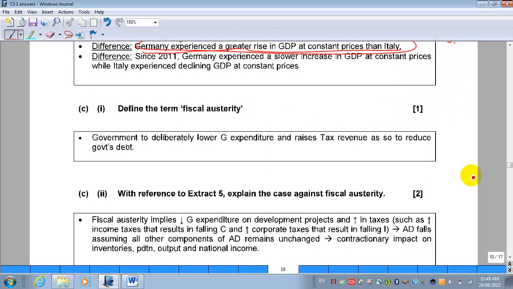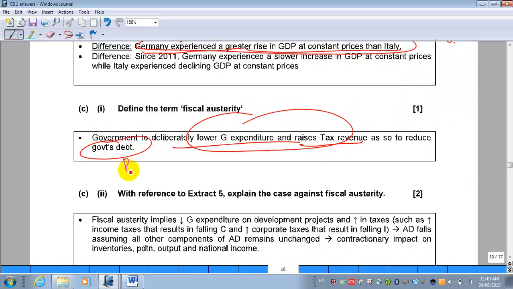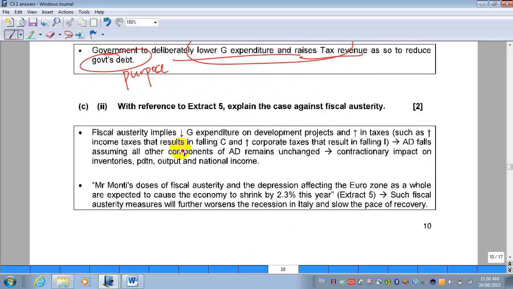Now for C part 1, define the term fiscal austerity. Most of you got this part right, that G will fall and T will increase, and that's good, but that's not the end of the story. You need to tell me the purpose. Some of you said, to reduce the budget deficit or to reduce the public debt. I'm fine with either. You need to tell me the purpose of fiscal austerity before you can get that 1 mark.